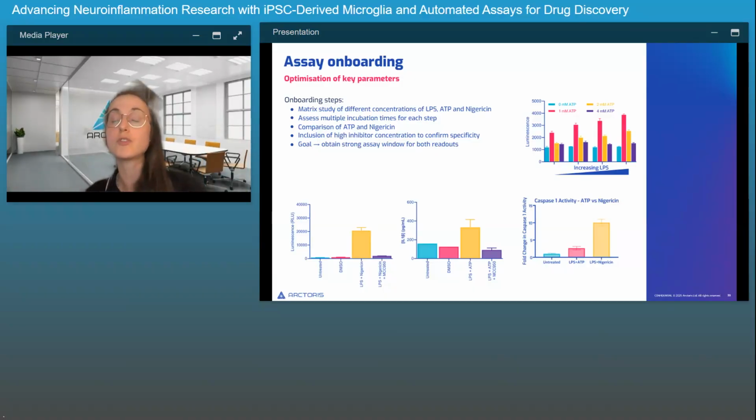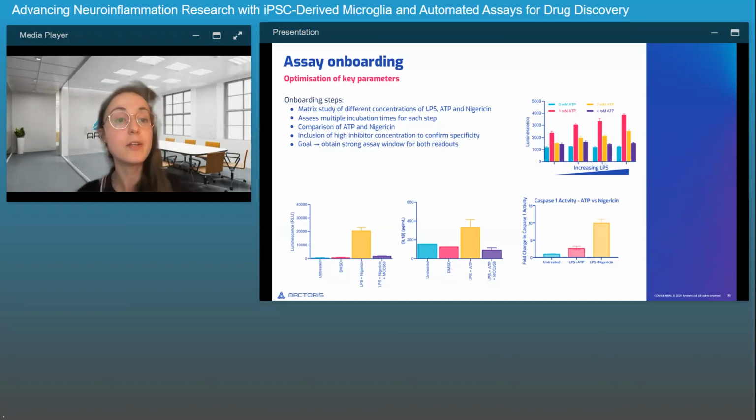We tested different concentrations of the different compounds. We tested different incubation times for each of the steps. We also compared ATP or nigericin to see which one would be better in the activation step. And as you can see in the bottom right graph, at least in our hands, it appears that activation with LPS and nigericin gives a bigger activation of the inflammasome than LPS and ATP. This means that our assay window will be higher with nigericin, and thus when seeing if any compounds reduce this activity, it will be better to have this higher assay window.